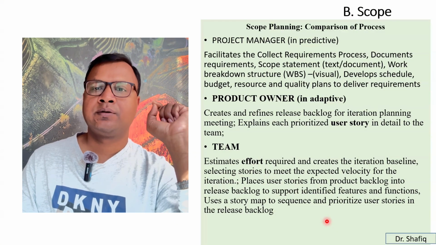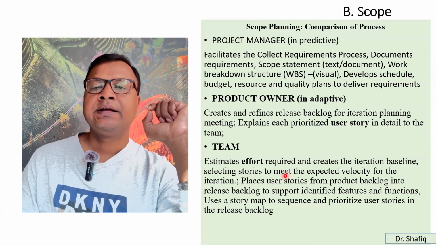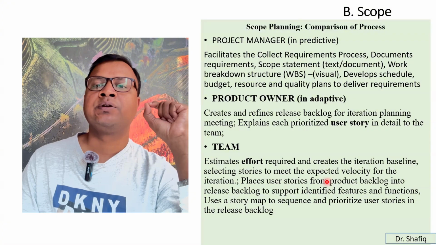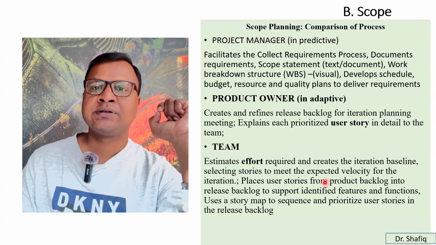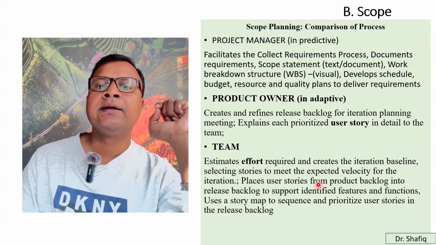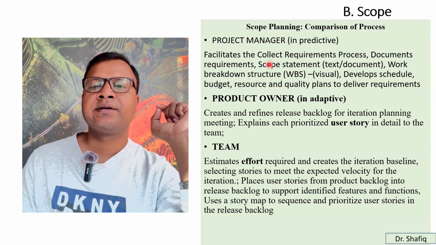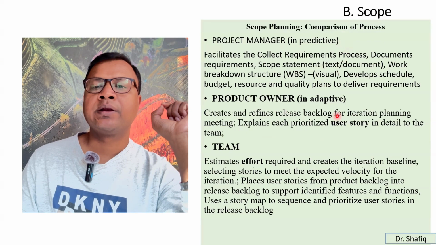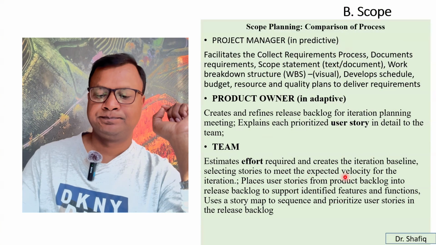To the ultimate situation. So the team estimates the effort that is required and creates the iteration baseline. For each iteration, they put in their full effort. Through their actions they implement the whole project. So the three parts are different: the project manager in the predictive approach, the product owner in the adaptive approach, and the team also in the adaptive approach.